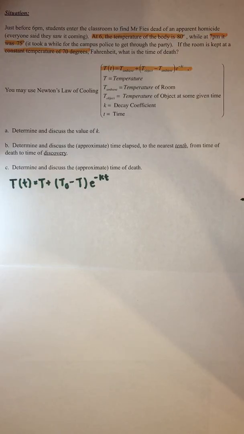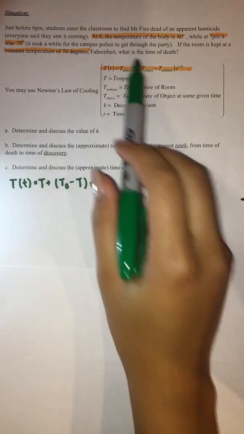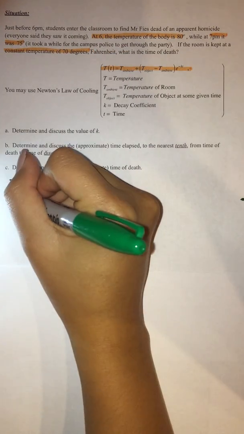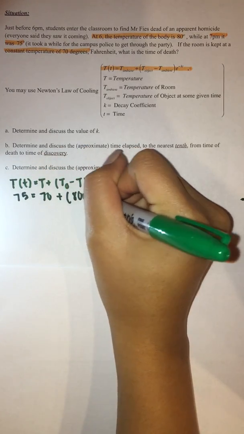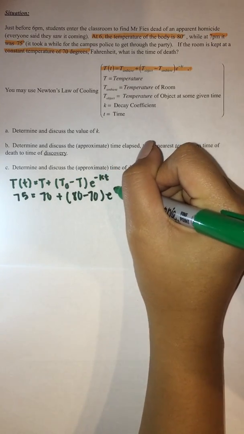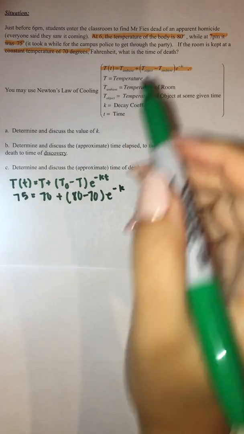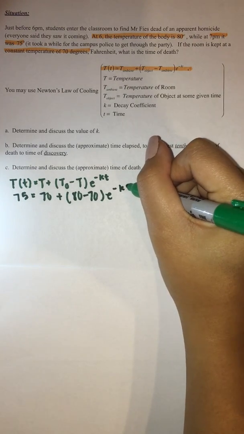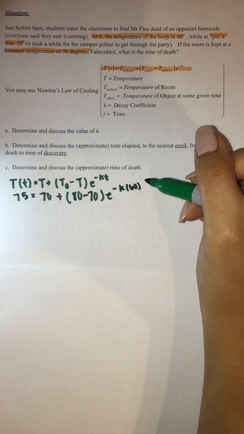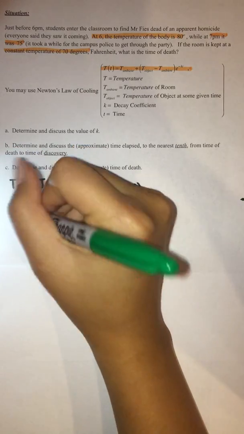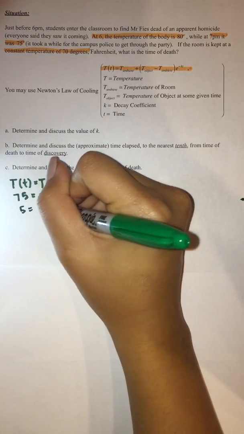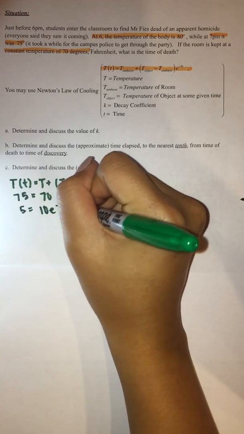So the first thing we need to do is find the value of K, the decay coefficient. What you do is plug what we know into the formula. So it'll be 75 equals 70 plus (80 minus 70) e to the negative k t. T is time, so 6 to 7 is 1 hour. We can put 1 or we can put 60 minutes, and I'll do 60 minutes. Then you'll simplify this equation, so it'll be 5 equals 10e to the negative 60k.